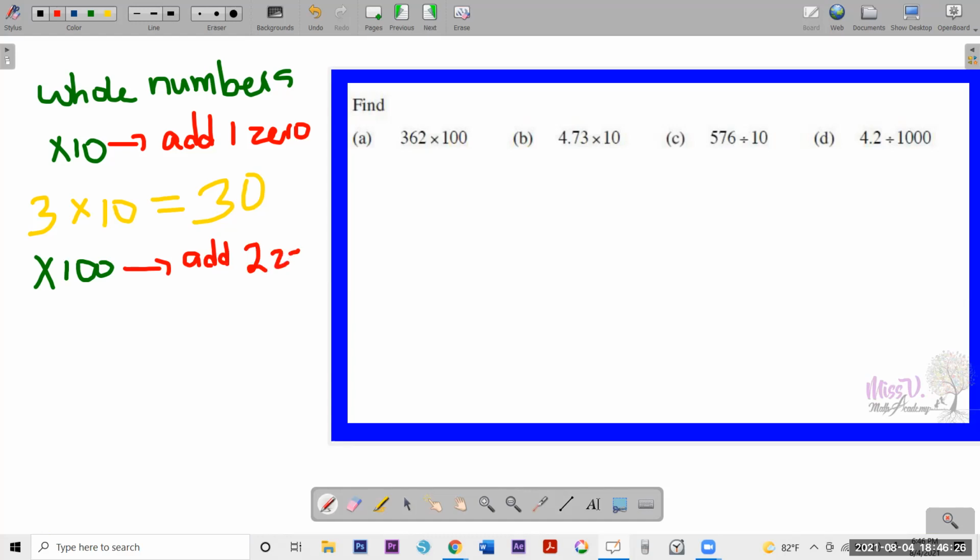So we're writing this down now. So for example, I'm going to use 3 again. So I'm going to say 3 times 100. So all we simply do, we add 2 zeros. All right, next one. You're multiplying by 1,000.